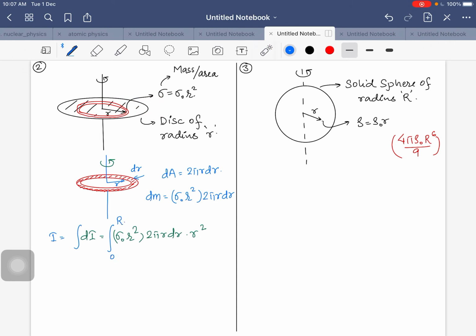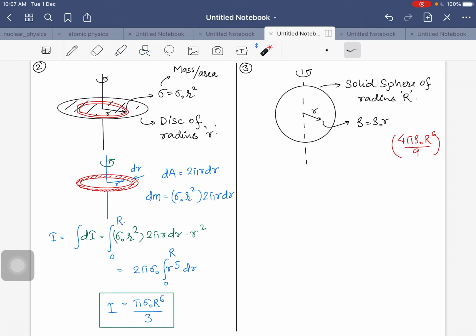Okay, so if I solve now, if I take the constants out, so 2 pi sigma naught I will get outside, and it is r power 5 dr. Okay, 0 to R. So what we can say, r power 6 by 6. So answer will be pi sigma naught R power 6 by 3, because 2 say it will get cancelled. So this is the answer of this problem. This is the moment of inertia of this disk. Okay, now we'll move to this part.